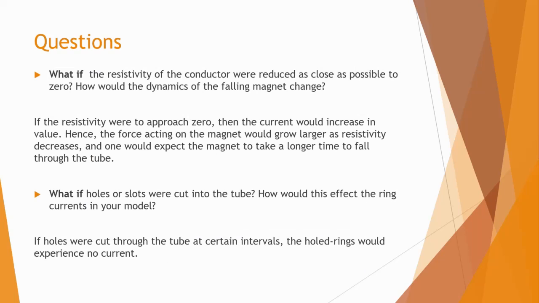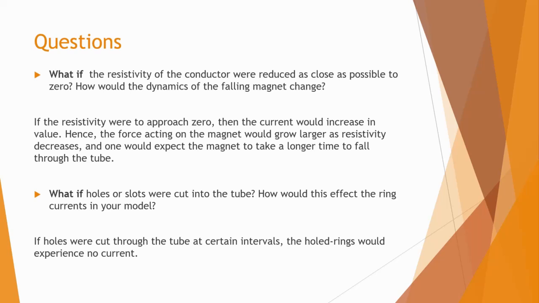Now the following questions were asked. What if the resistivity of the conductor were reduced as close as possible to 0? How would the dynamics of the falling magnet change? If the resistivity were to approach 0, then the current would increase in value. Hence, the force acting on the magnet would grow larger as resistivity decreased, and one would expect the magnet to take a longer time to fall through the tube.